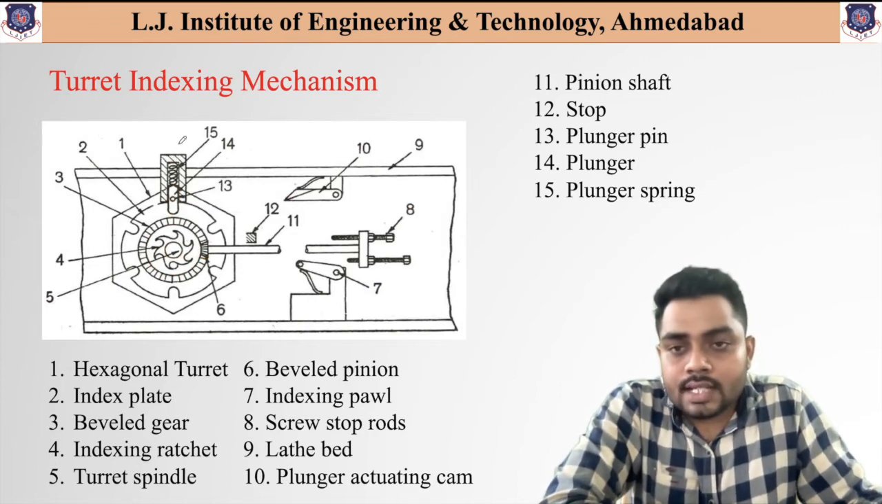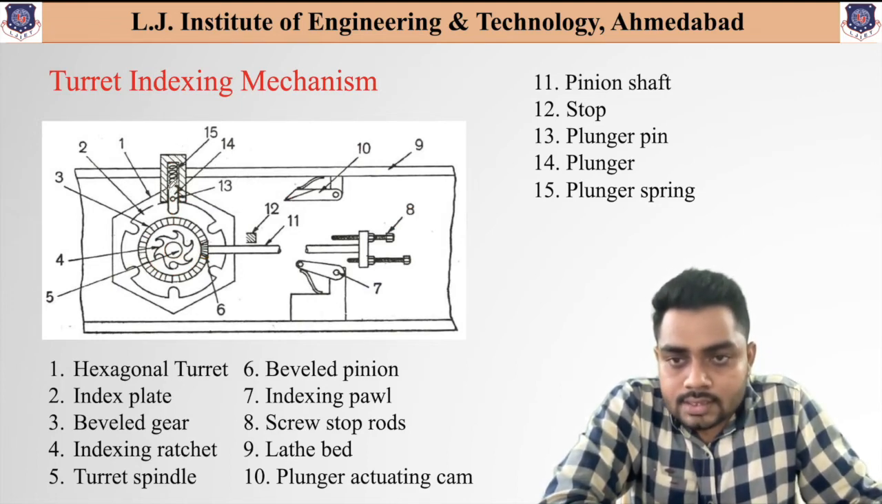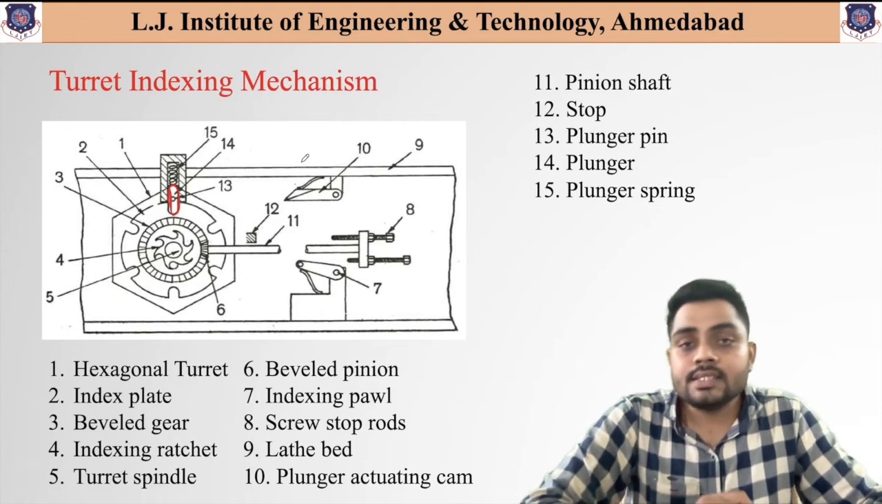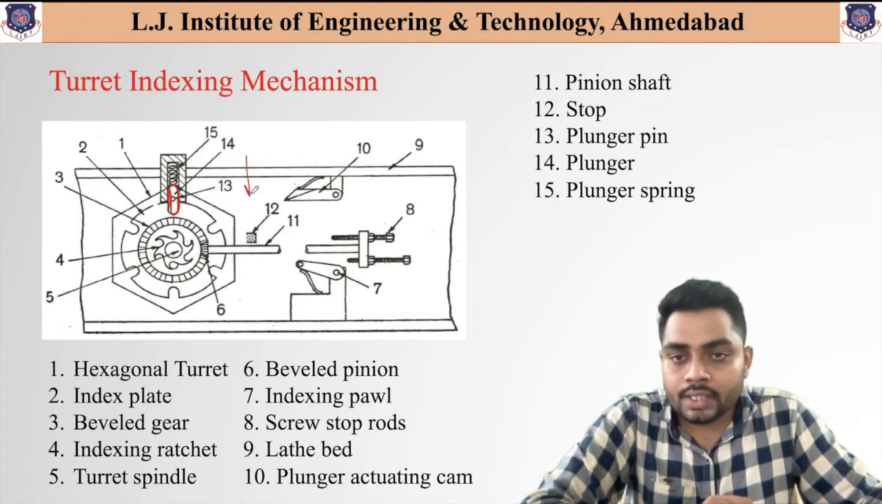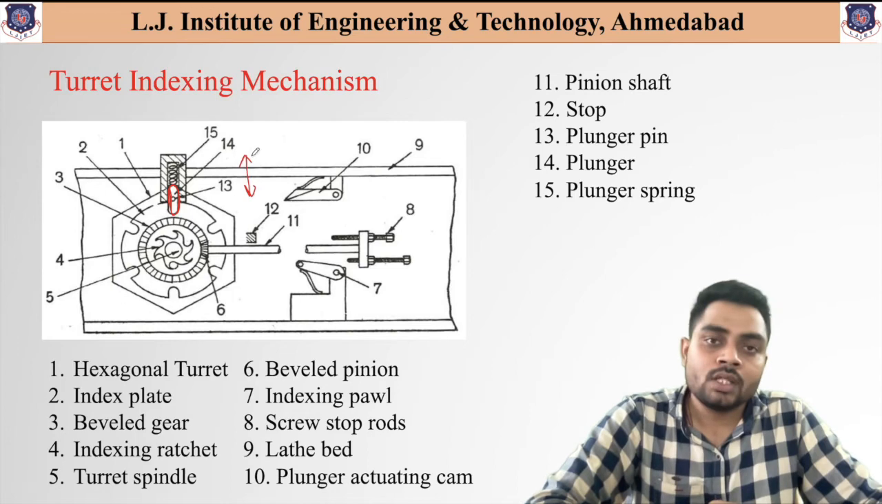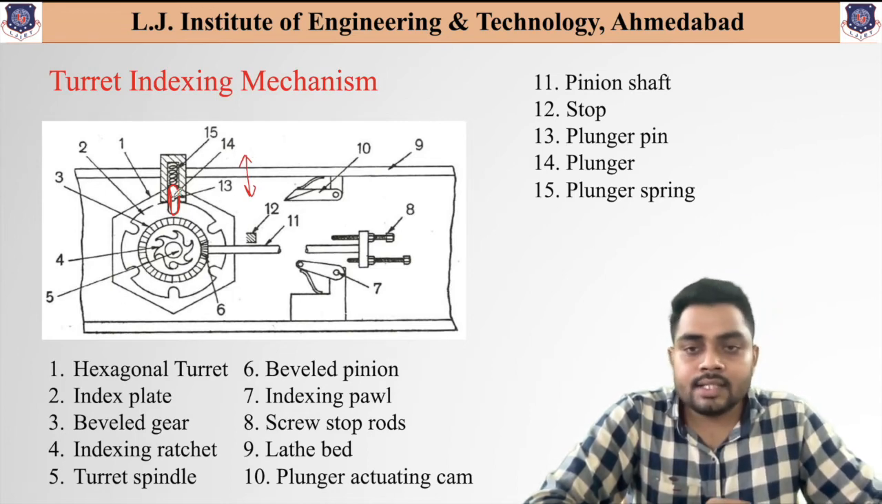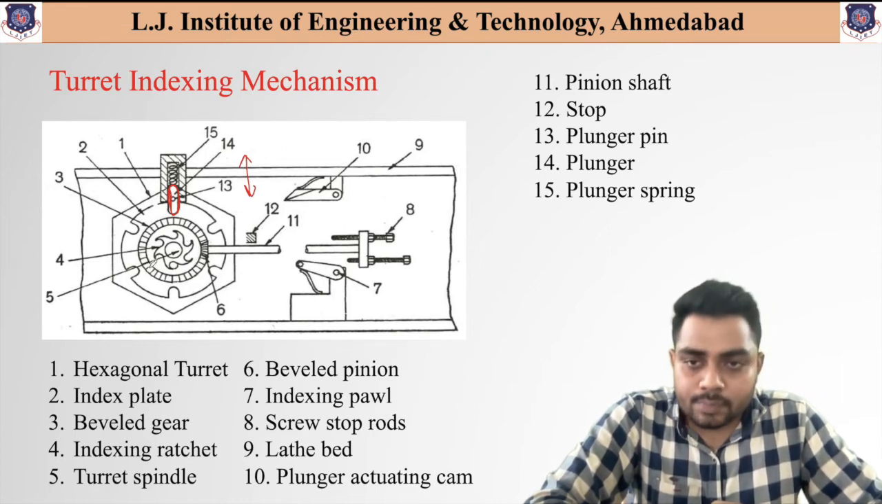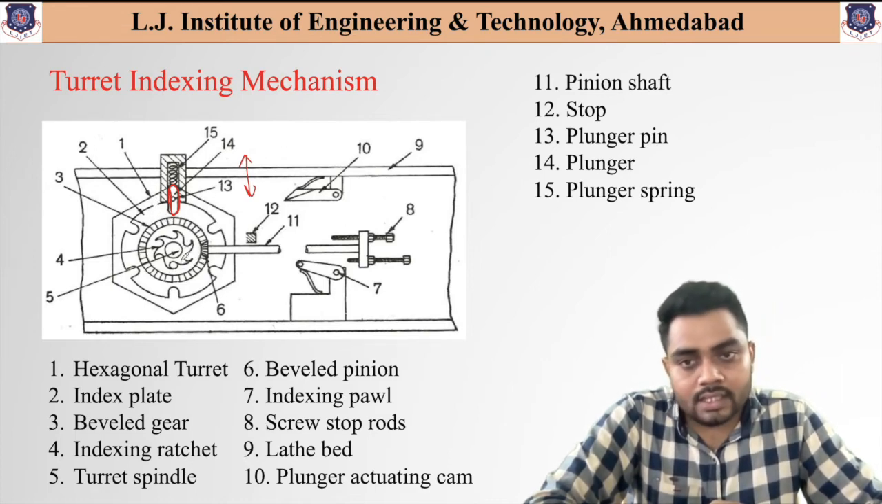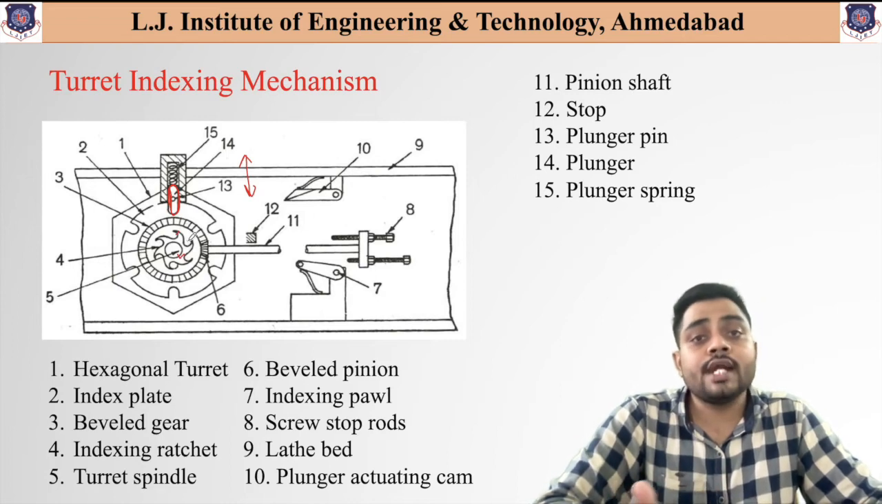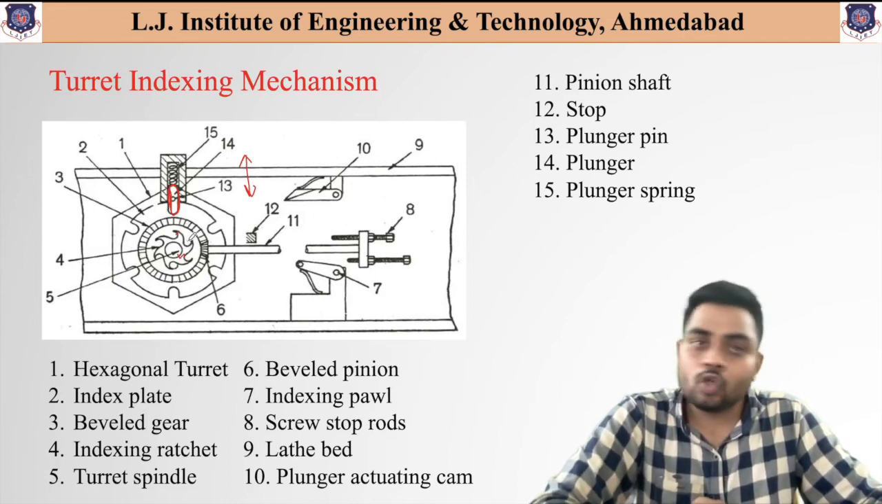So now first, let us understand this particular section. This section is the plunger, and this plunger can move in upward and downward direction. This plunger is fixed in the slots available in these index plates, and this index plate is connected through this bevel gear to this ratchet, and this ratchet is connected to the turret spindle, and this turret spindle is connected to the headstock spindle during the entire machining operation.